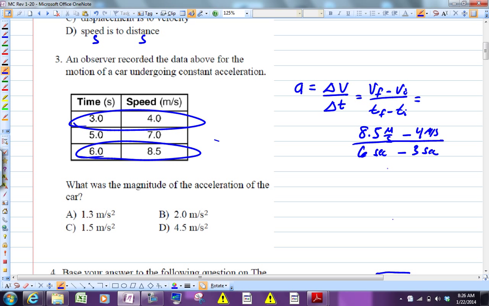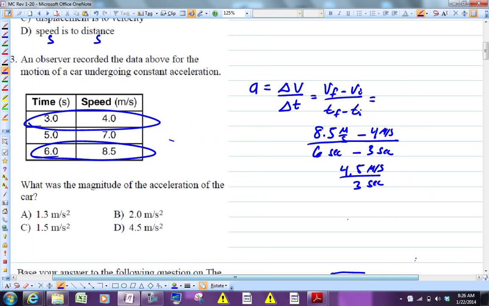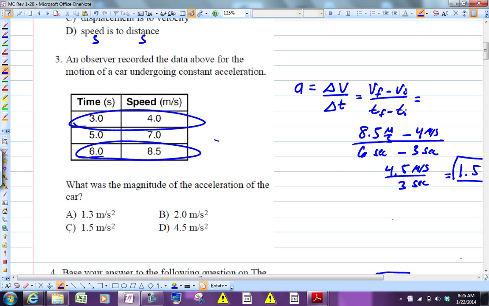And that is going to give us 4.5 meters per second over 3 seconds, which is 1.5 meters per second squared. So the answer to question 3 is going to be C.